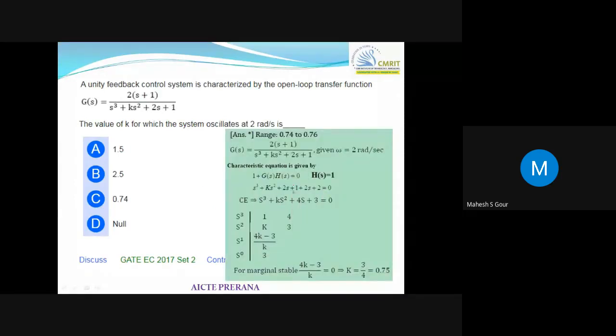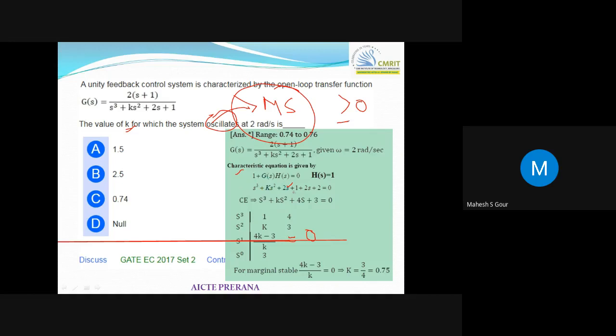See, when I take this, again you are writing the characteristic equation for solving k. So what is given? Oscillates means it is marginally stable, not fully stable. For marginally stable, you need to equate it to 0. If it is an absolutely stable system, it will be greater than 0. Marginally stable, equal to 0. If it is unstable, it is less than 0.